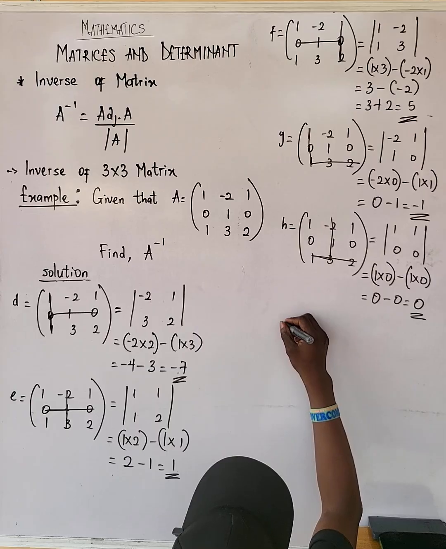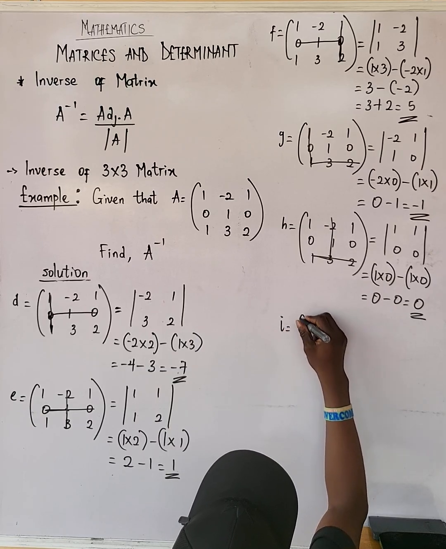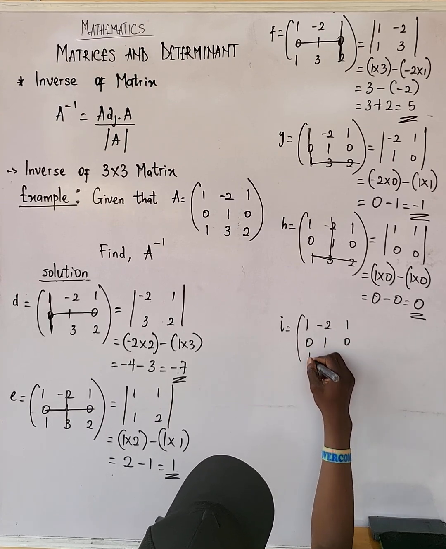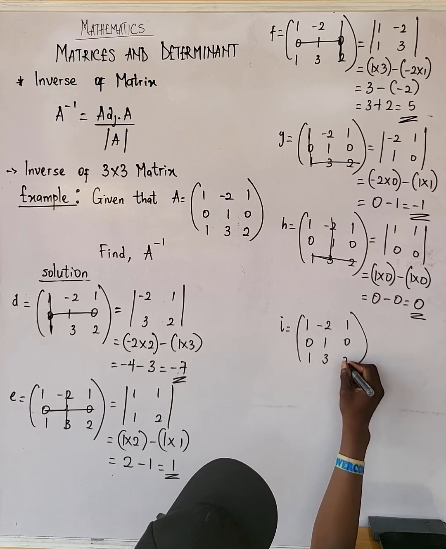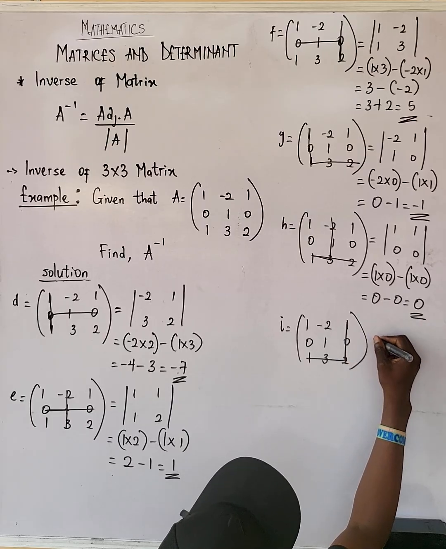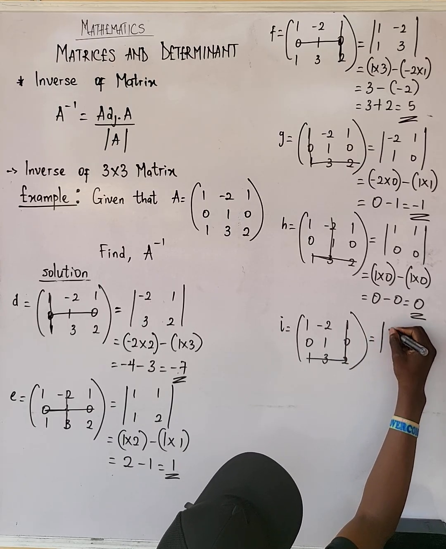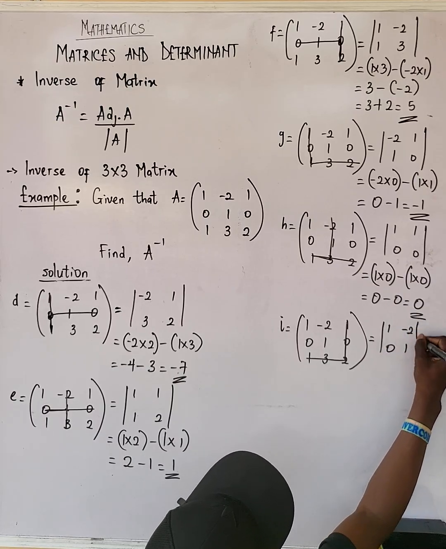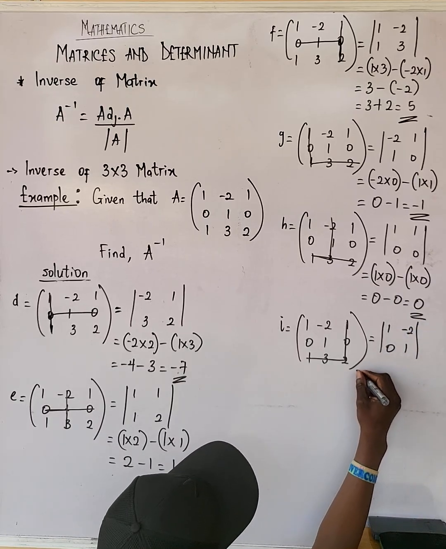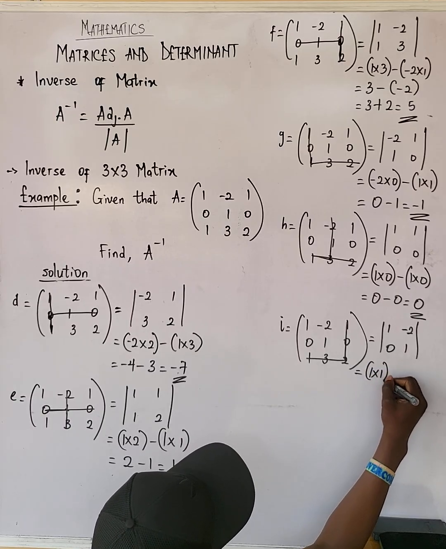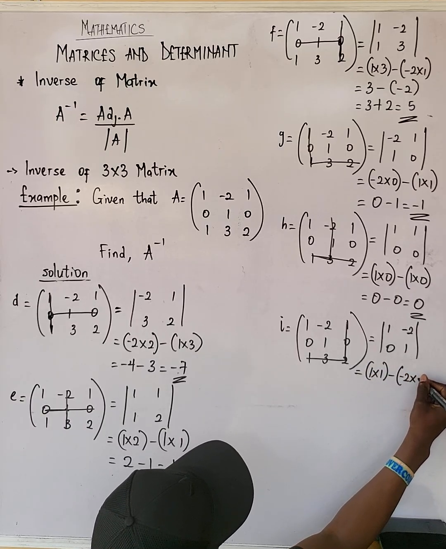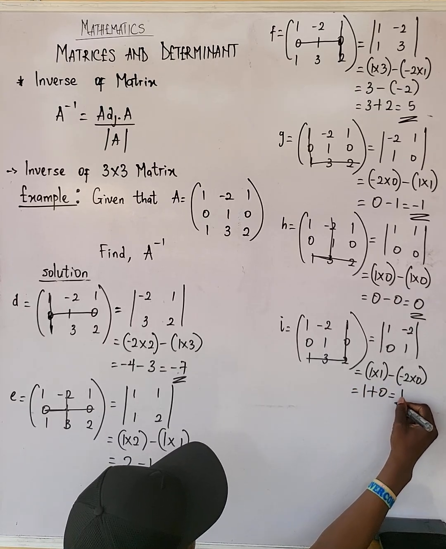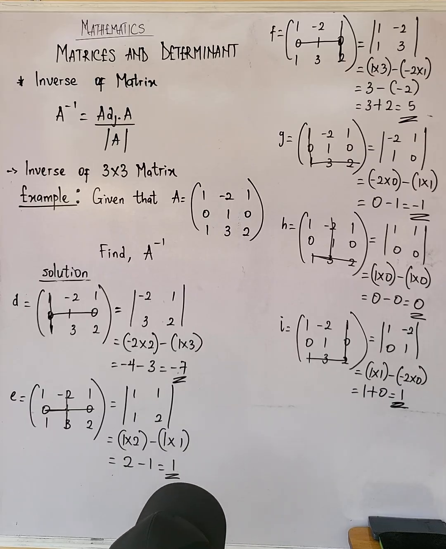So then we have I. 1 minus 2, 1, 0, 1, 0, 1, 3, 2. So I is on this position. Cancel like this. So what are we left with? We are left with 1 minus 2, 0, 1, right? So that will give us 1 multiplied by 1 minus 2 multiplied by 0. So that will give us 1 plus 0, right? Which will be 1. So the final answer is 1.